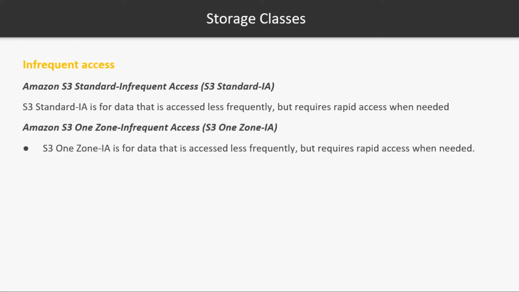Amazon S3 One Zone Infrequent Access is for data that is accessed less frequently but requires rapid access when needed. Unlike other S3 storage classes which store data in a minimum of 3 availability zones, S3 One Zone IA stores data in a single availability zone and costs 20% less than S3 Standard IA.